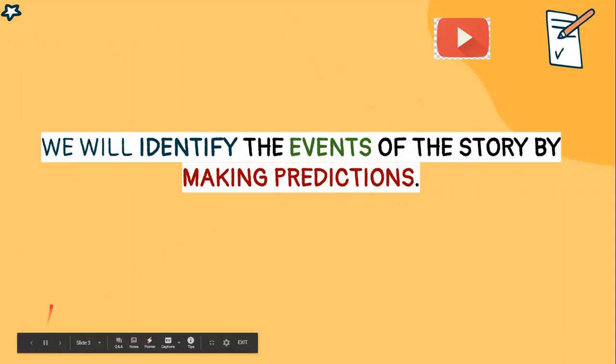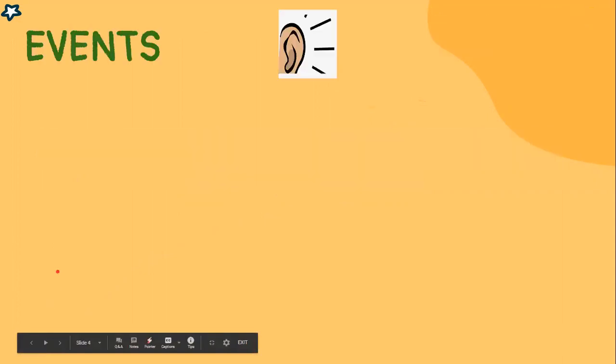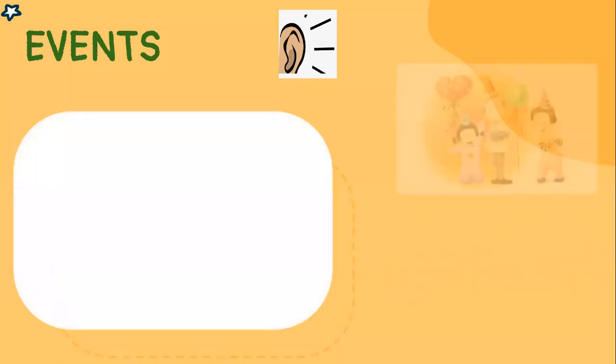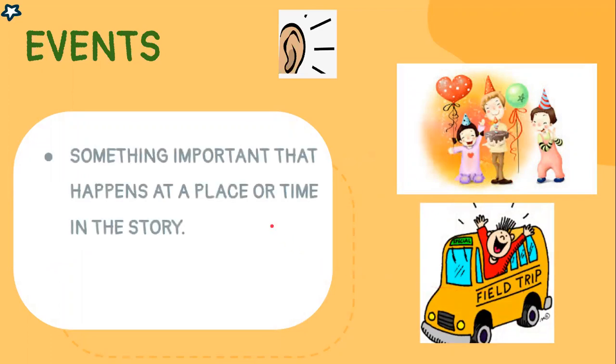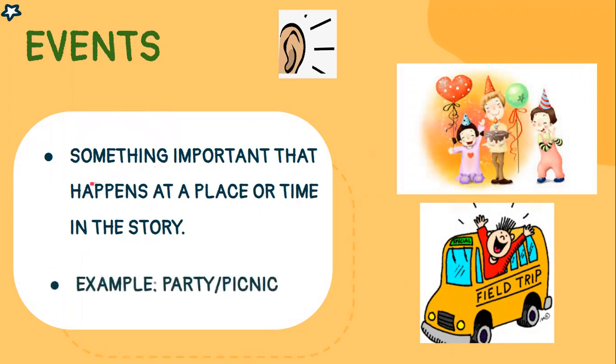Now let us quickly revise what events are. Birthday parties, field trips, marriages, festivals, all these are events. Events mean something important that happens at a place or time in the story. Parties, picnics, marriages, festivals are any important happening. A birthday is important, a marriage is important, festivals are important. Such important things are called events.